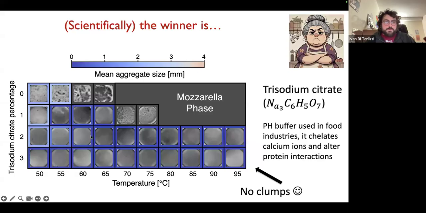And as you see, if you don't use enough trisodium citrate, what you have is again a mozzarella phase. It's a little bit more strange compared to the case where you are using nothing. It has a weird texture. But then once you have enough trisodium citrate, you see basically everything is super. Look at this. There is no sign of any clump. So Nonna could be happy, or actually no, she's not happy. She's happy about the absence of clumps, but she's not happy because it is definitely not traditional.